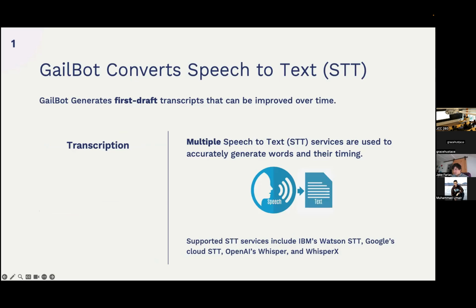How does Gilbot work? The first thing that Gilbot does when you give it some sort of audio file or video file is use multiple speech-to-text services to first get the word orthography and the timing as well. It can use speech-to-text services like IBM's Watson, Google Cloud's speech-to-text service, and then OpenAI's Whisper and WhisperX. Some of these models run on the cloud, some of these can run on your local computer, but we get the words and the timing of the words.